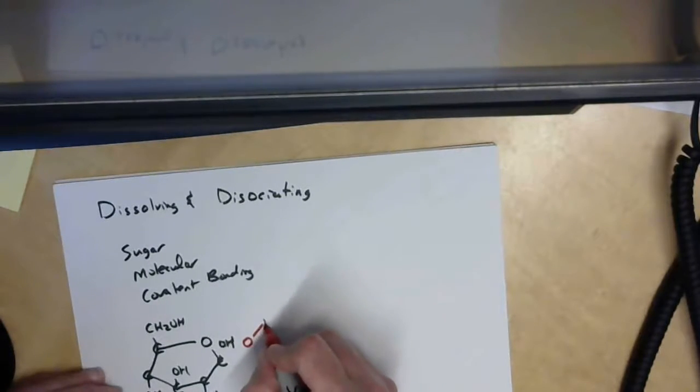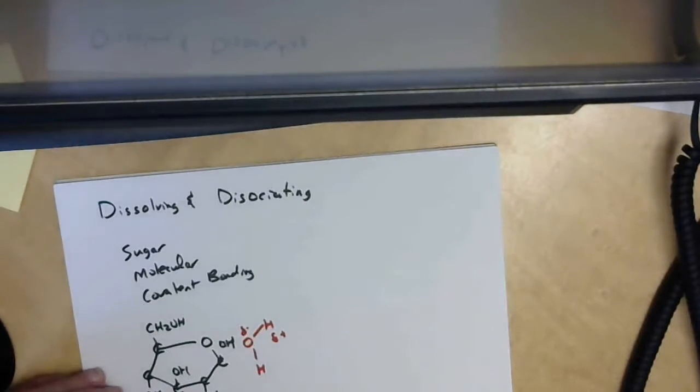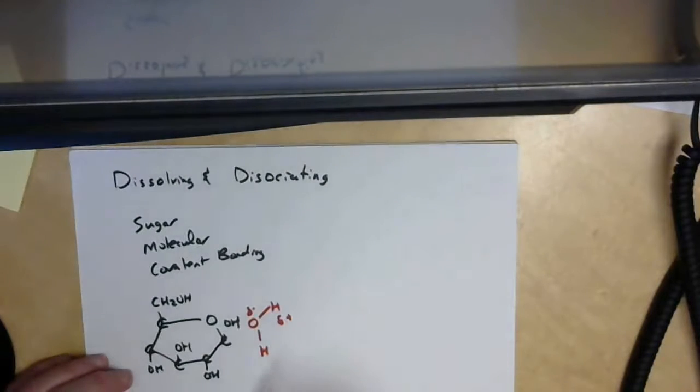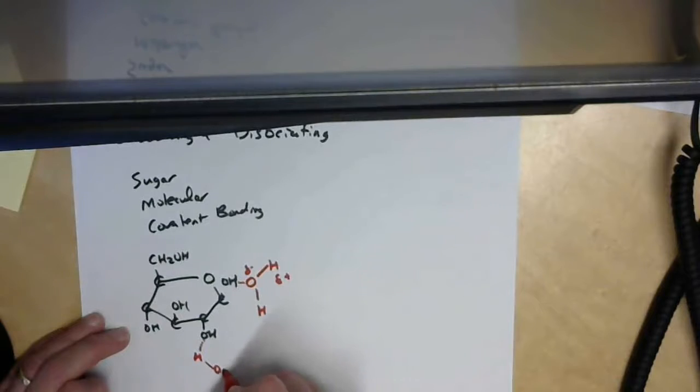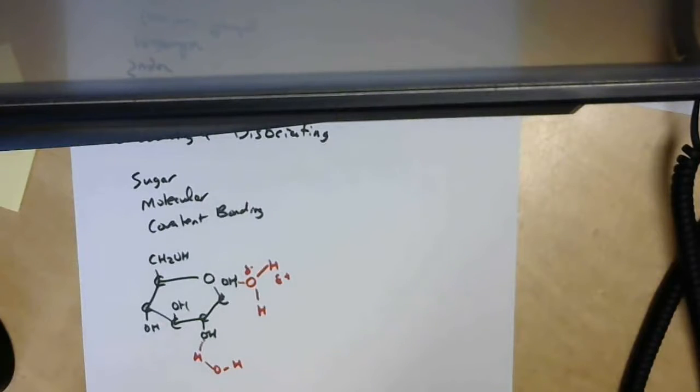And so a water molecule can come along with this partial negative charge on the oxygen versus a partial positive charge on the hydrogen. And hydrogen bonding can take place between the oxygen and the hydrogen on the oxygen of the sugar molecule, or for that matter, the hydrogen on the water molecule can hydrogen bond with any of the oxygens on the sugar molecule. And so that's how that crystalline structure of the solid sugar molecule becomes hydrated.